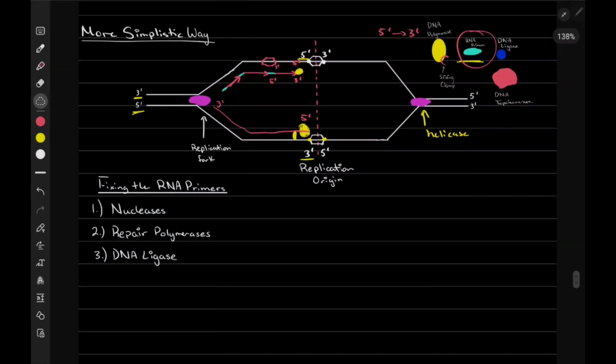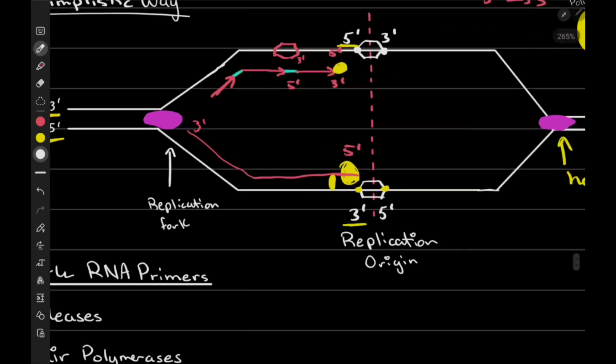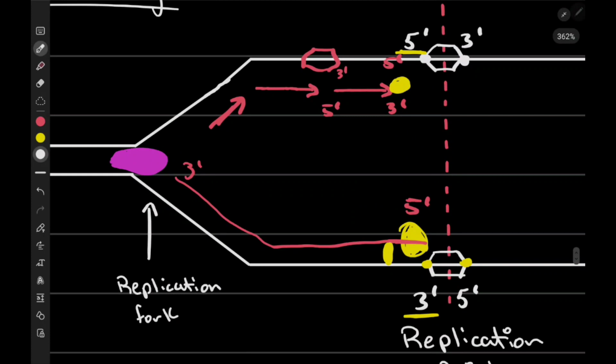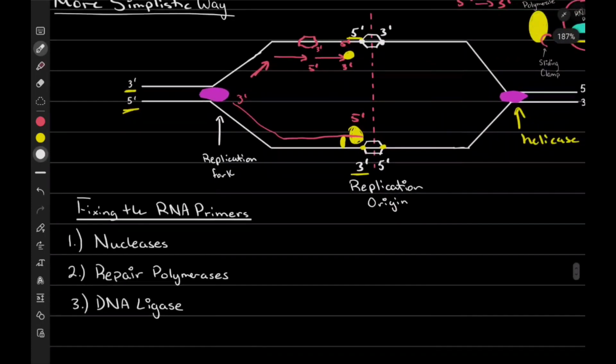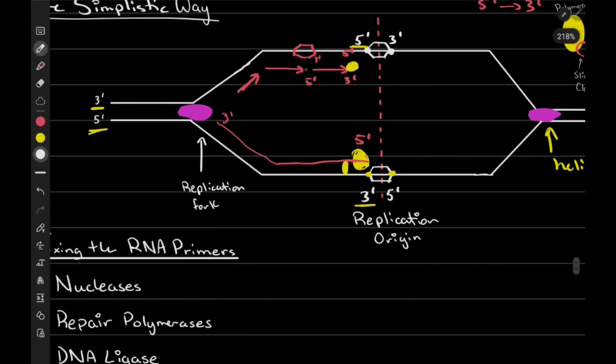So one way that it fixes this is nucleases will come in. So the first step, nucleases will come in and eat up those RNA primers. So now your RNA primers are gone. So now you have these gaps in between. You will then have a repair polymerase come in and add in your DNA nucleotides consisting of thymine.